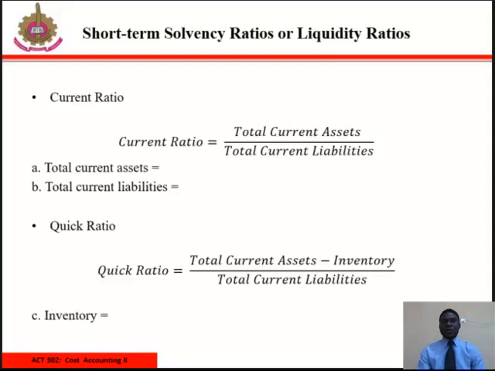Let's look at the short-term solvency ratio or liquidity ratio. We have components that we use to calculate the short-term solvency ratio or the liquidity ratio. We have current ratio and quick ratio, which are the two major methods that we use to calculate short-term solvency ratio, or if we are considering the liquidity ratio.